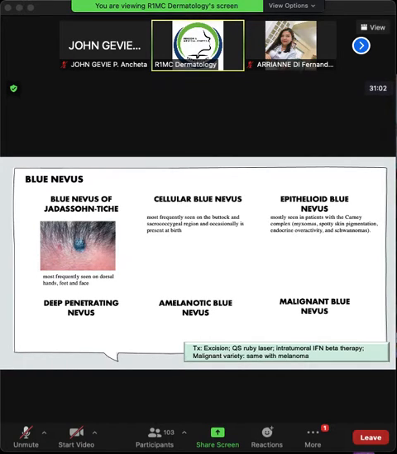So for your blue nevus, all of this except your epithelioid and some of your cellular blue nevi are associated with a dense sclerotic stroma. And for the treatment, excision is the mainstay. However, there is reported success for your QS ruby laser, and for patients, intratumoral interferon beta therapy. For blue nevus of the malignant variety, treatment is the same as for melanoma.